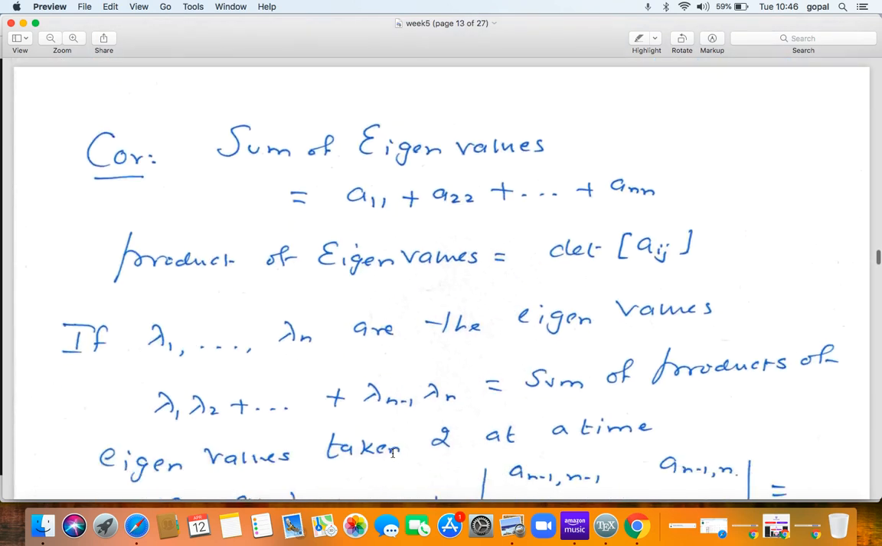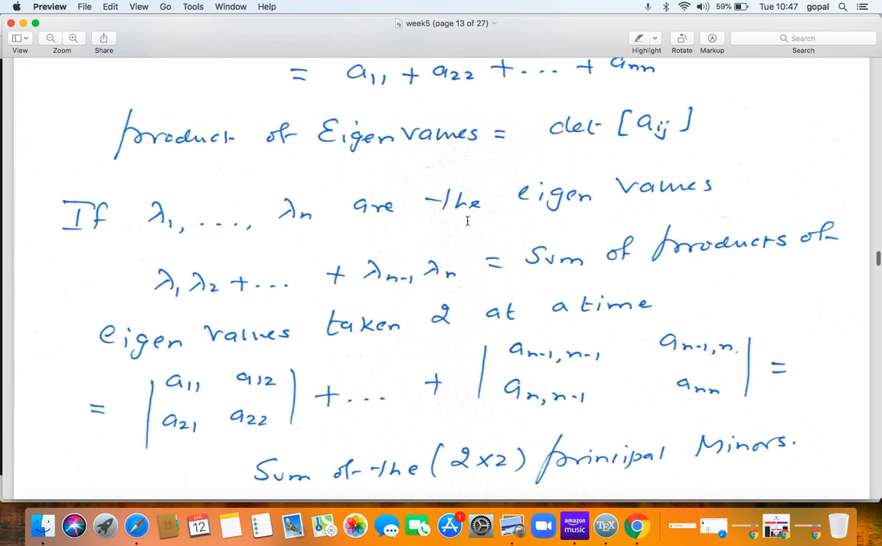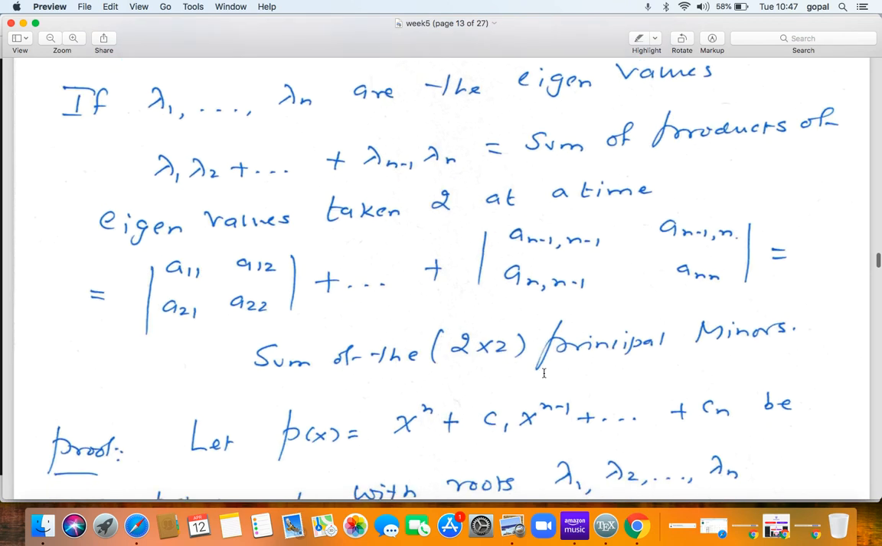Okay, so the sum of the eigenvalues is the trace of the matrix. The product of the eigenvalues is the determinant of the matrix. Let lambda 1, lambda 2, ..., lambda n be the eigenvalues. They are the roots of the characteristic equation. Take two eigenvalues, take their products, and then take the sum: the sum of the products of eigenvalues taken two at a time. What is that going to be? The coefficient of x to the power n minus 2, and that's going to be the sum of the 2 by 2 principal minors.